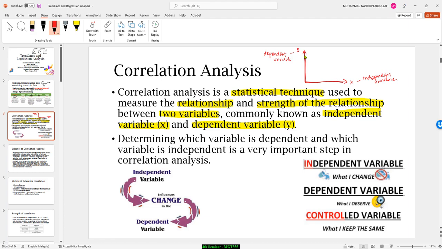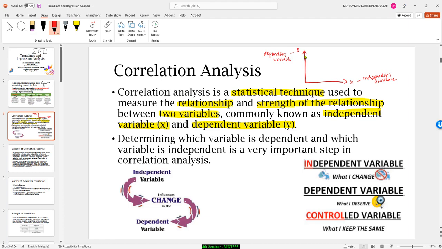Heart disease, the chance of getting heart disease will depend on the number of cigarettes you smoke, the cholesterol, the waist size, right? The weight, right? That is what depend means. It will not happen on its own. It will depend on several factors, right?